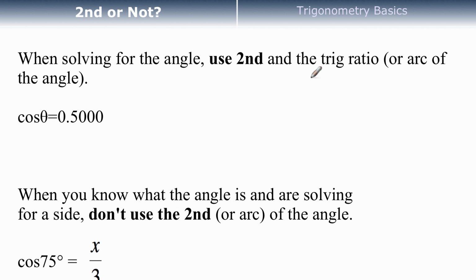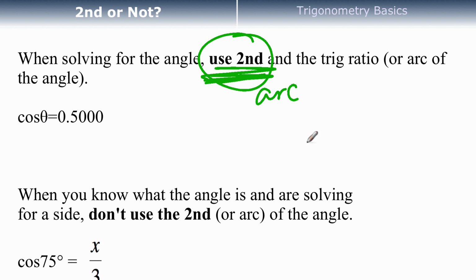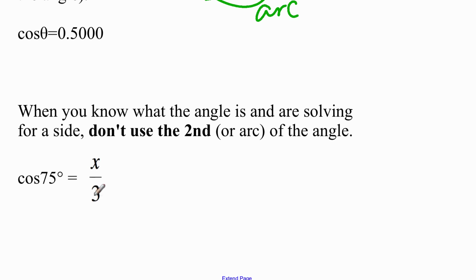just as a quick little tip, some people get confused whether they use the second or the arc ratio, or whether they actually use the primary ratio. This is just a quick little thing. If you're looking for the angle, you have to use that arc, or the second tan, or second, in this case, cos. If you know the angle here, you don't use the second. You just hit cos 75, and that gives you the answer for that part.